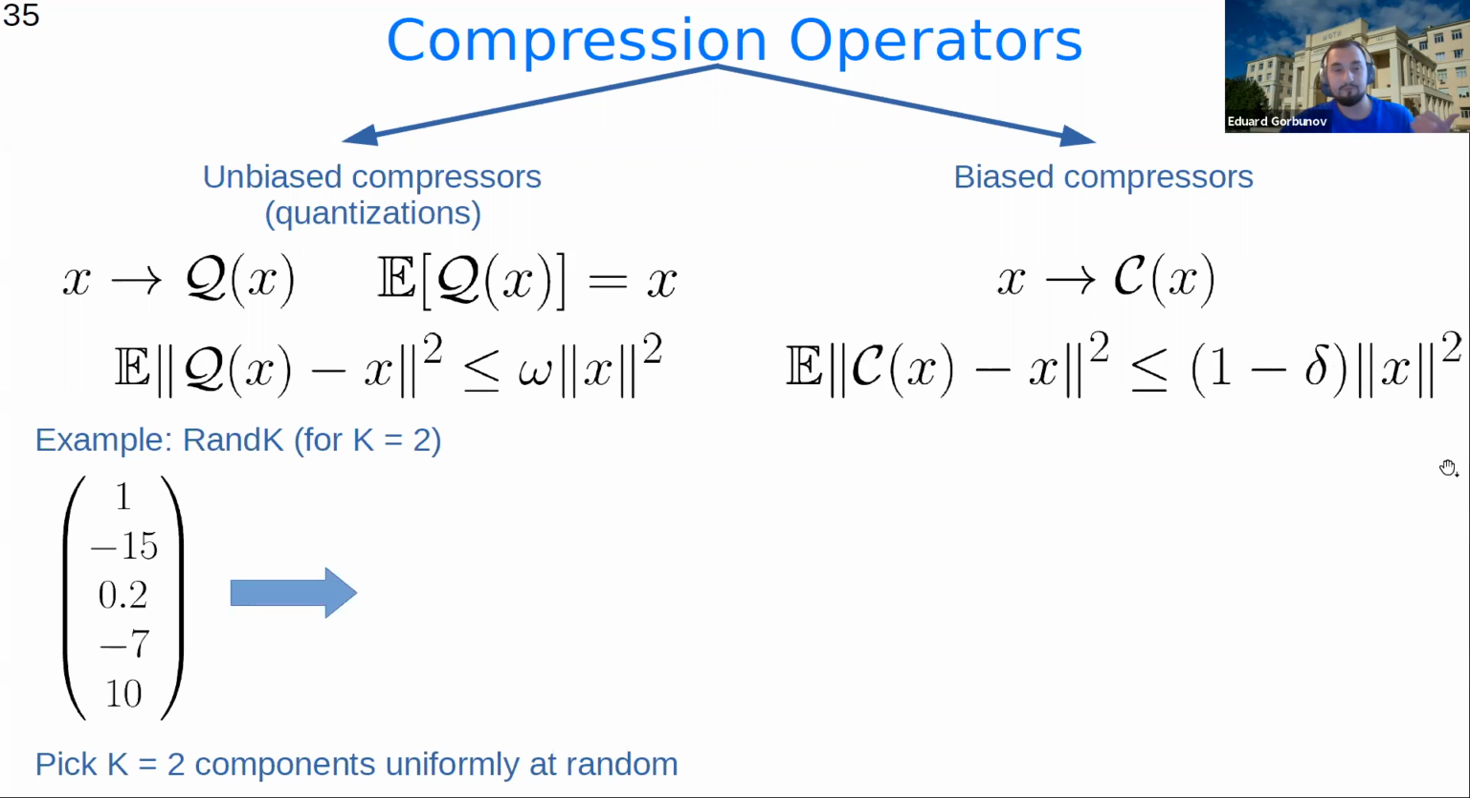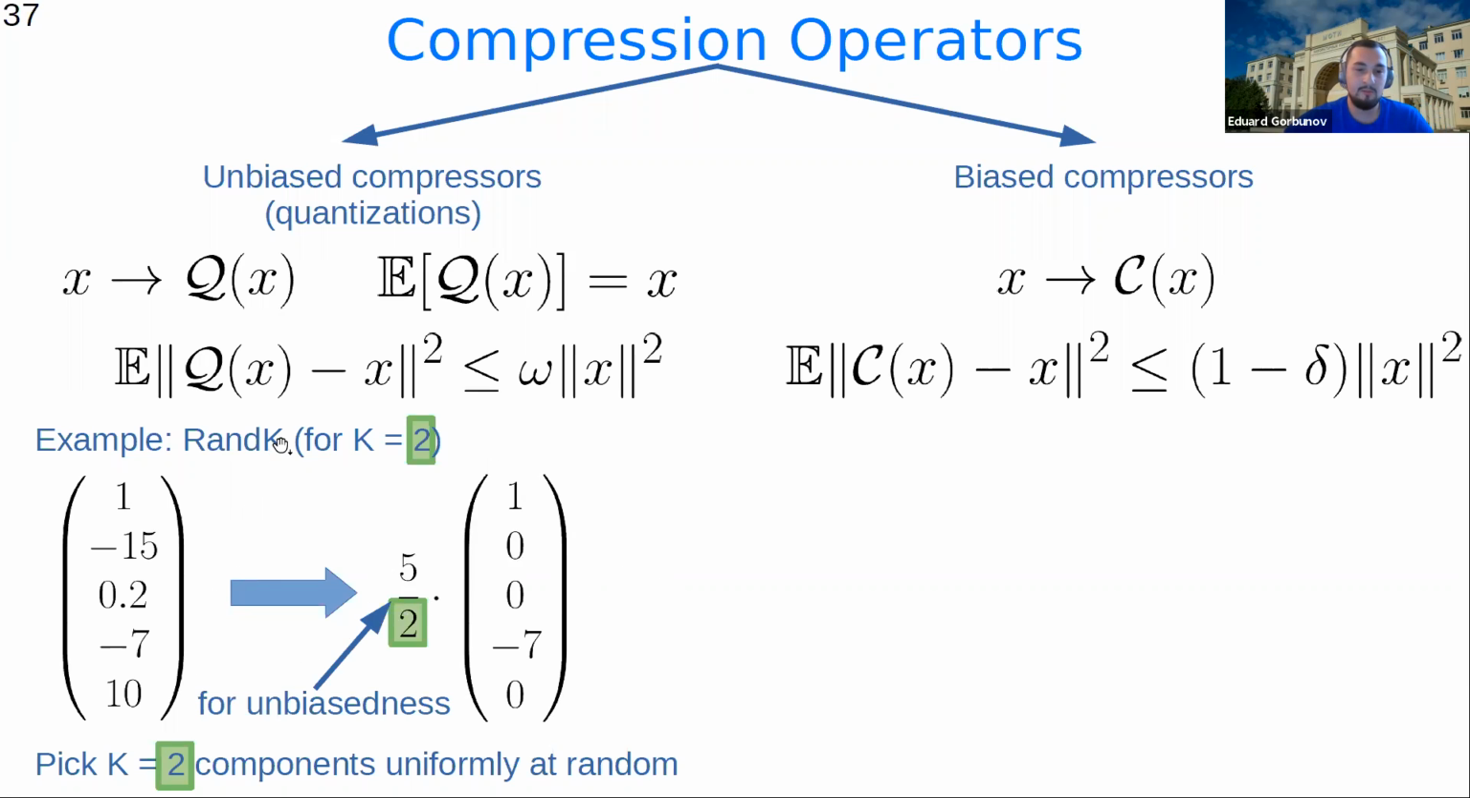For example, as an unbiased compressor, one can take the rand K operator. Let K be 2, and consider how it works for a 5-dimensional vector. Rand K just picks K components uniformly at random, and for example, it can give the following output. Then this operator multiplies the obtained vector by some constant that depends on K, the number of picked components, and on the dimension. Here the dimension is 5, therefore we have 5 here, and we pick 2 random components, therefore we have 2 here. It is needed for unbiasedness.